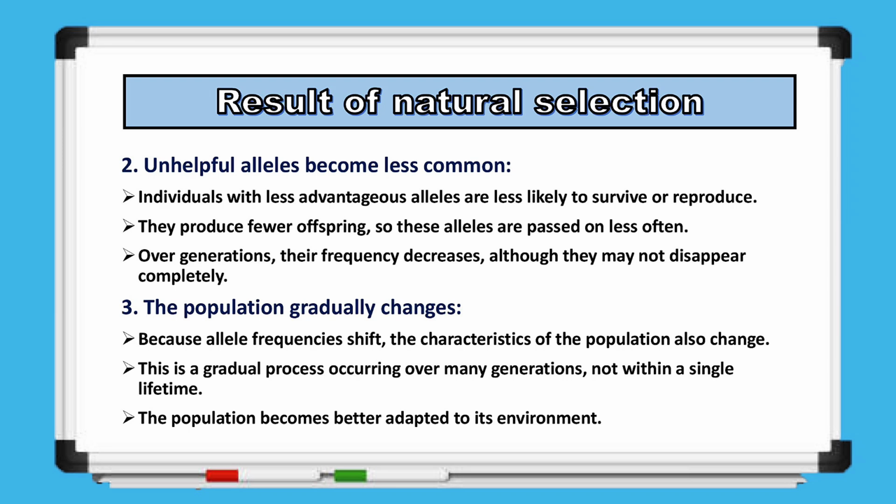In the end, the population gradually changes over many generations. This is not something that happens in a single lifetime. Instead, it is a slow process where allele frequencies keep shifting, and the population becomes better adapted to its environment over time.